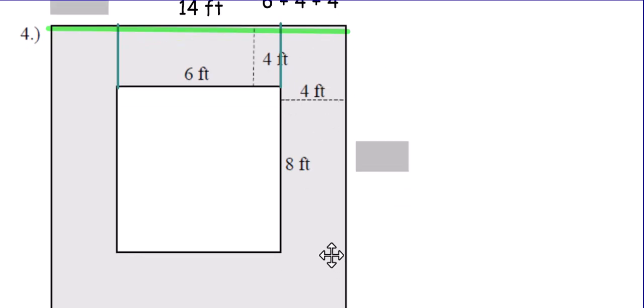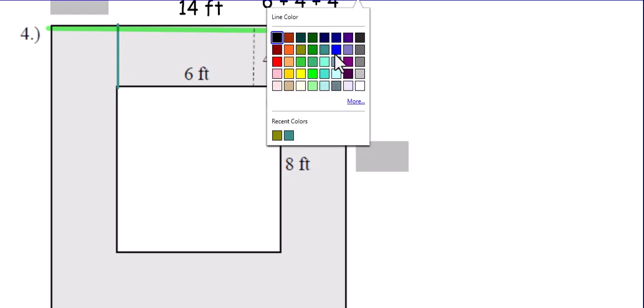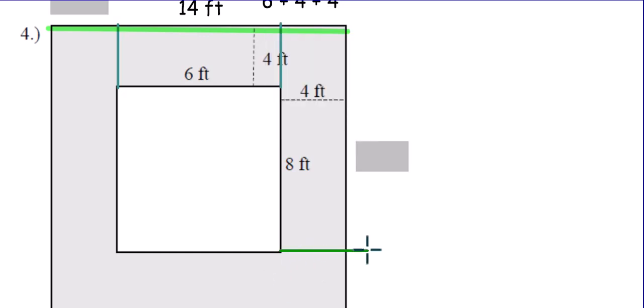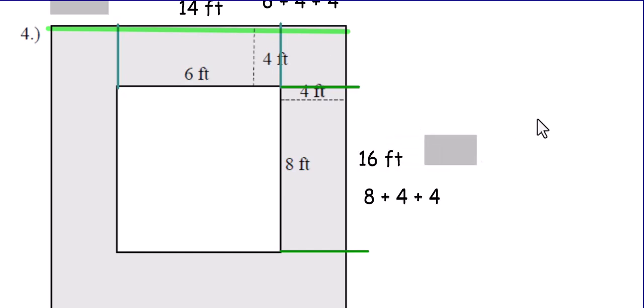Now, to find this other side, I know that the distance between the two, let's pick a color here, let's make them green, the two green lines that I have is going to be 8 feet. So this distance here is 8 feet. But then I have 4 on either side. So to find this entire length along this right-hand side and the left-hand side, I've got to do 8 plus 4 plus 4. And that is going to get us 16 feet for that dimension. So the dimensions of the larger rectangle are 14 feet by 16 feet.